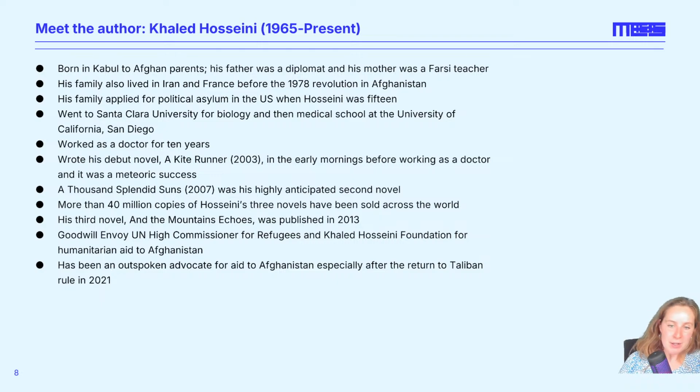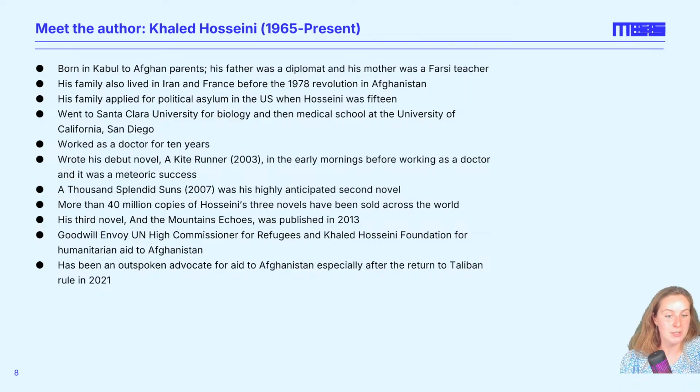He went to medical school in California and worked as a doctor for 10 years. He wrote his first novel, A Kite Runner, in the early mornings while still working as a doctor. So a testament to how much can be achieved when you wake up early and are really motivated to start your day well. A Thousand Splendid Suns came relatively shortly after that as a very highly anticipated second novel.